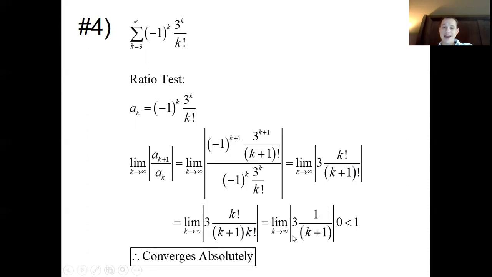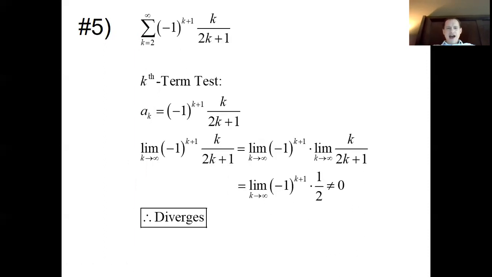The absolute value is not really needed here because k is going to infinity, and k is positive, so everything's positive. So what happens to 3 over k plus 1 as you go to infinity? It goes to 0. By our ratio test, if it goes to something less than 1, then it automatically converges absolutely. This converges absolutely. That means not only does this series converge, but if I took the absolute value of these things and just added up all the positive versions of it, it would converge in that case as well.